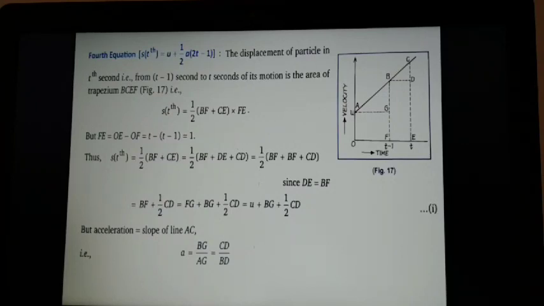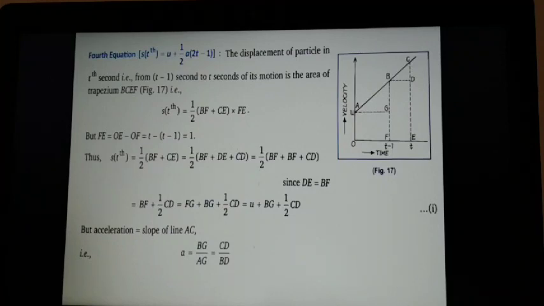So if you are calculating displacement of the particle in the tth second, from t minus 1 second to t seconds, its motion is the area of the trapezium BCEF. Trapezium BCEF shows the displacement in the tth second. So the displacement in the tth second is equal to half into BF plus CE multiplied by FE.